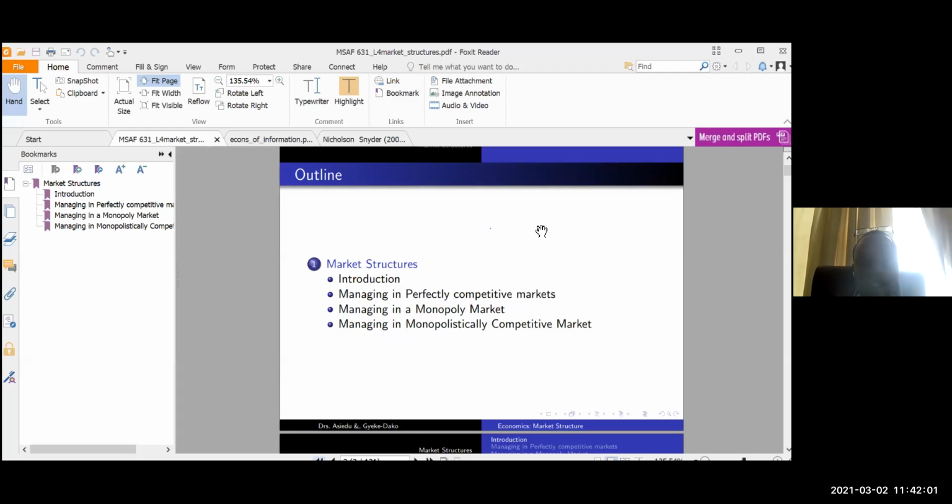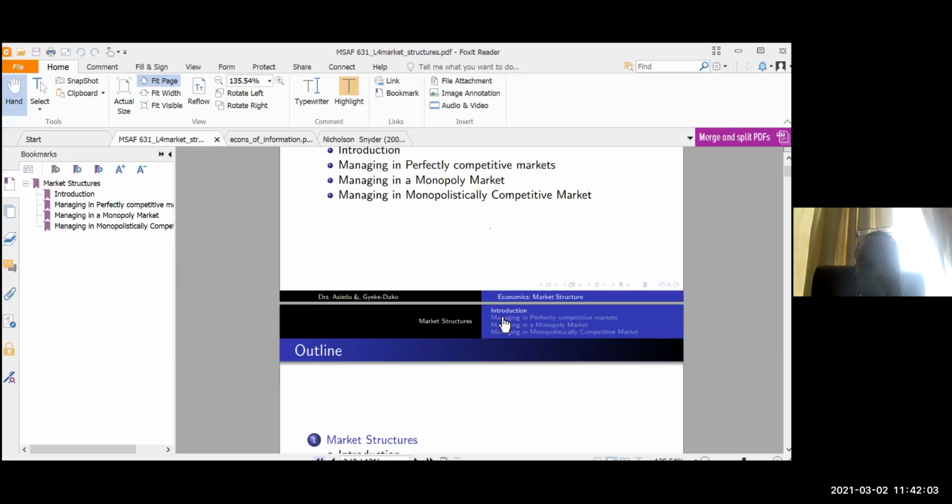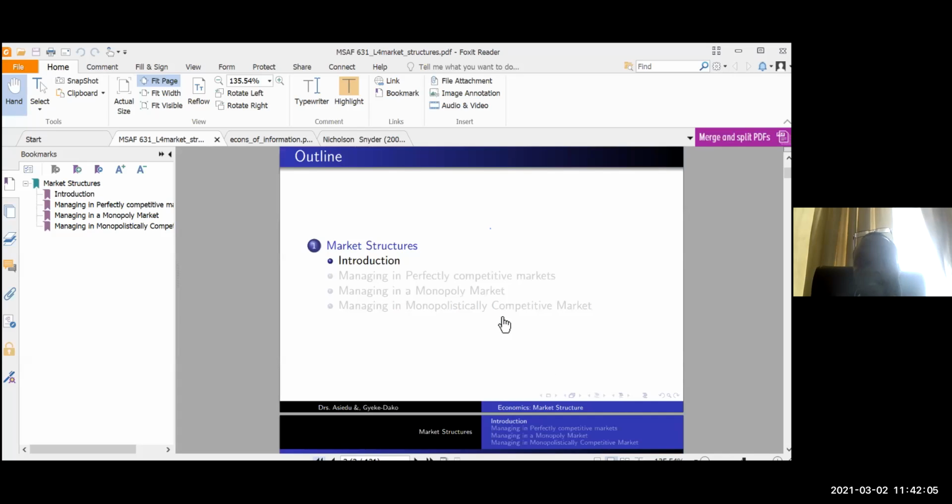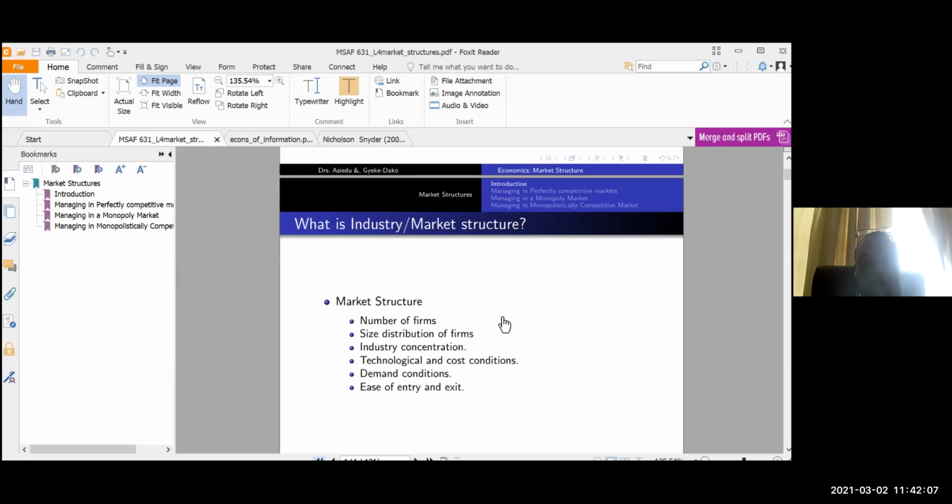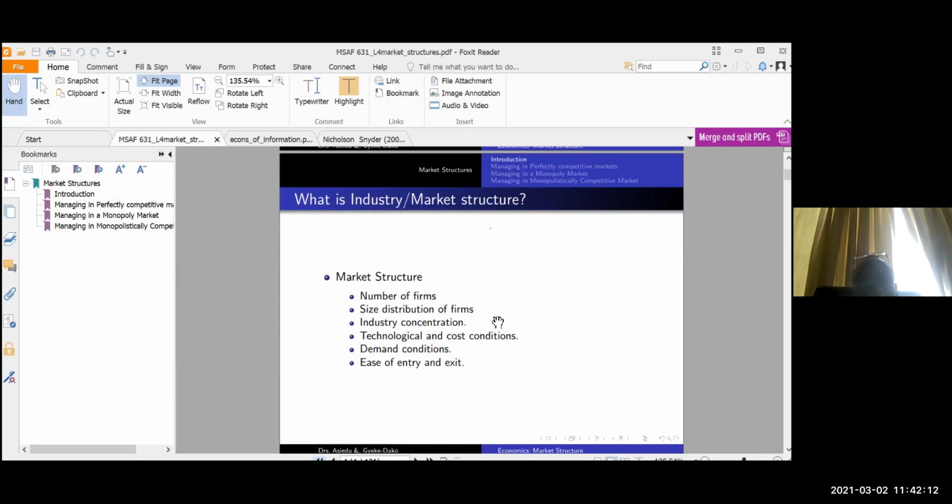Let me officially start the course. Introduction. What is industry/market structure? We say that the structure of the market is influenced by a number of characteristics. Okay, a number of variables characterize the nature of the market. The first characteristic that we talk about is the number of firms. How many firms are in that market?